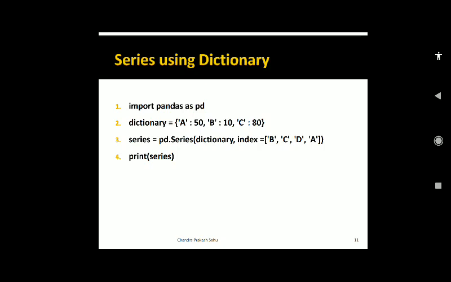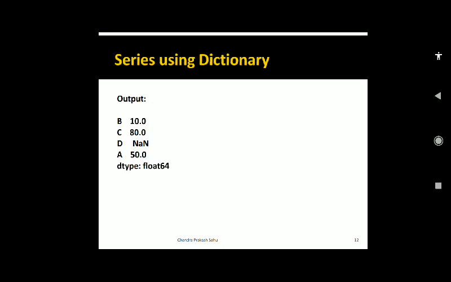In this example, you can see a dictionary has been created at line number 2 that has 3 keys A, B, C, while the index that has been passed in line number 3 to the series function is B, C, D, A. The index has 4 values and the dictionary has 3 keys. So one of them will not match, and for which the match is not there, we will have a value NaN corresponding to that. You can see B, C, A matched but D did not match, so we get NaN as the value for the corresponding key D.